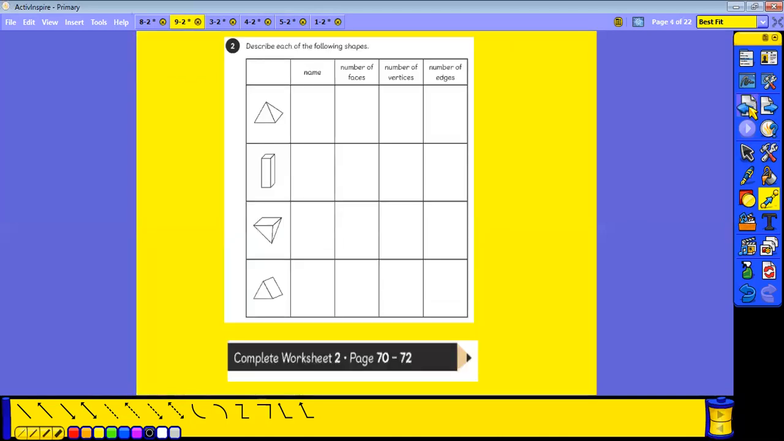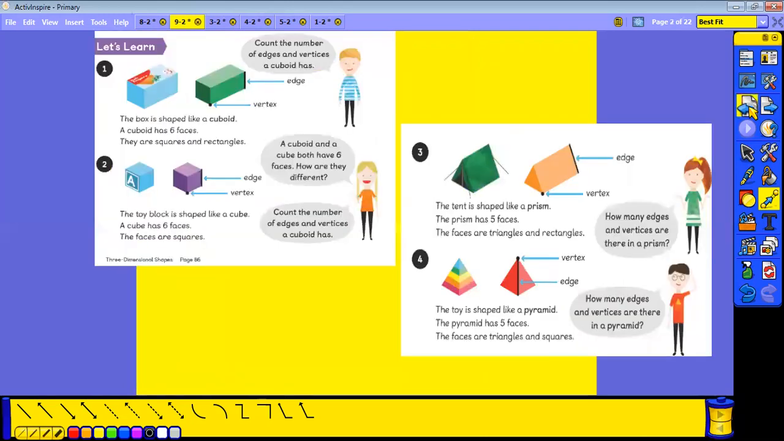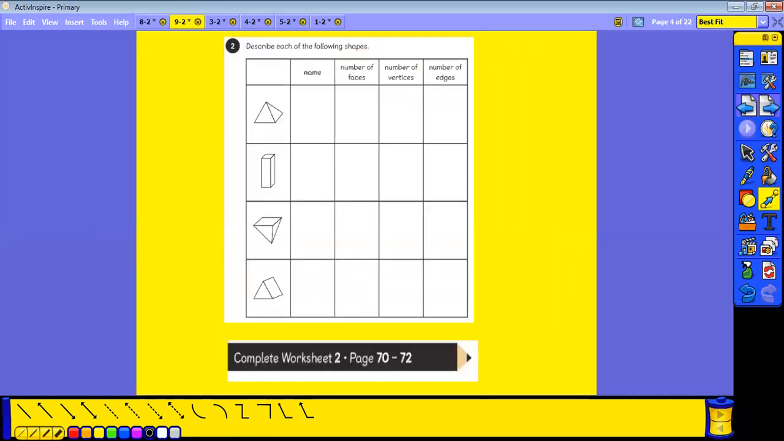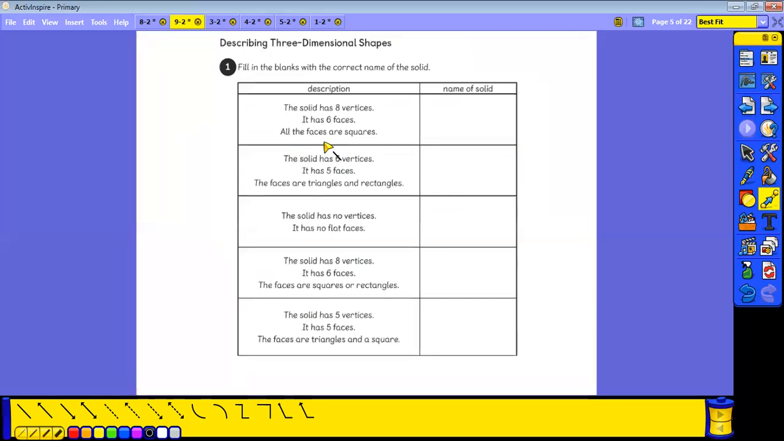Okay, and don't forget to go back and check what you've been doing all along, all through this lesson, is you've been counting edges, vertices, and faces and looking at the shape of the faces. So then the workbook should not be too much of a challenge once you've understood the words, and write the name of that 3D shape in there. This solid has 6 vertices. It has 5 faces. The faces are triangles and rectangles. I expect you know that one straight away. Gives it away when it says the faces are triangles and rectangles, doesn't it?